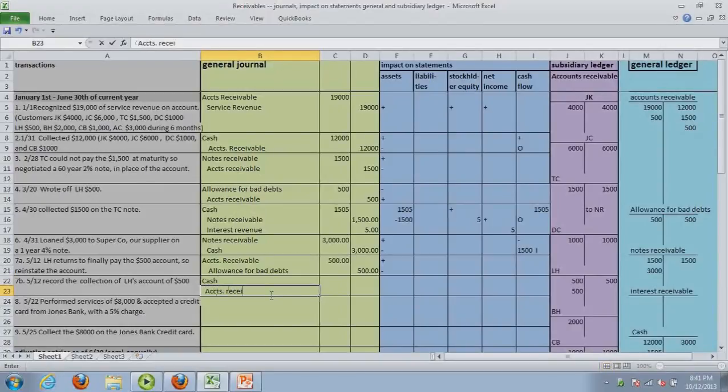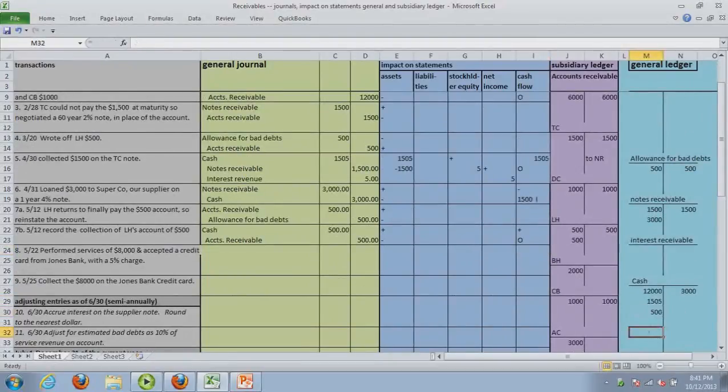a customer come in to pay you. Cash and accounts receivable. And this, of course, is also an asset exchange. One asset up, the other down. No impact on the income statement. And for cash flow, we have cash coming in. And it's good news. It's from a customer, so it's operations. So I'm going to increase my cash for 500.